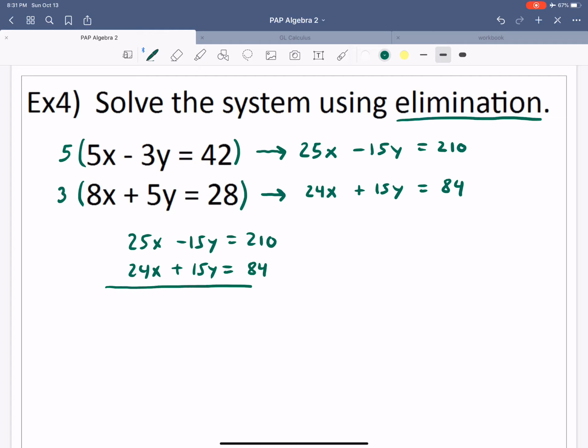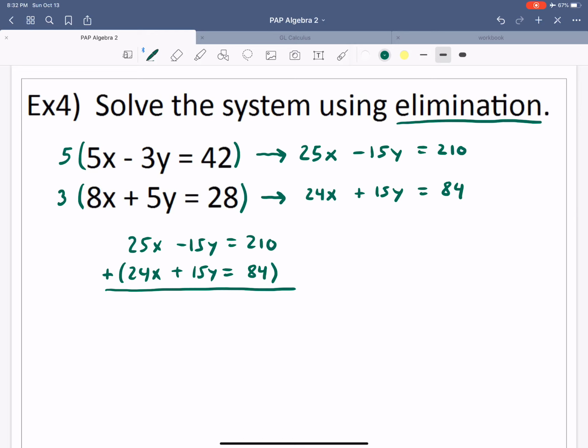So now I'm going to turn this into a big, giant addition or subtraction problem. Now here's how you decide whether you add these equations or subtract them. You look at the coefficients that are the same. If they're the same sign, both positive or both negative, you're going to subtract. If the signs are opposite from each other, you're going to add. Some of you need to go back and listen to that again. If the signs are the same, you subtract. If the signs are opposite, you add.